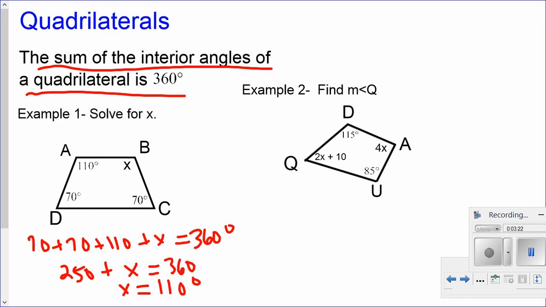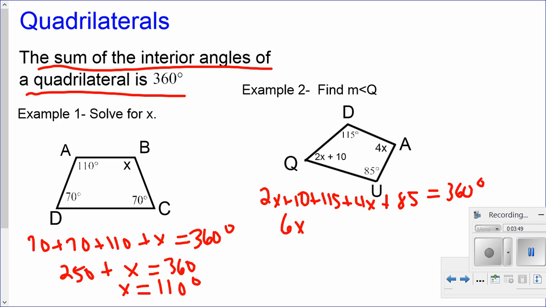Taking a look at the second example. Again, we do have a quadrilateral. So I'm going to go ahead and do the same thing. I'm going to set 2x plus 10 plus 115 plus 4x plus 85, and I'm going to set that equal to 360 degrees because it is a quadrilateral. So let's combine like terms. 2x plus 4x is 6x. 10 and 115 is 125. 125 and 85 is 210.